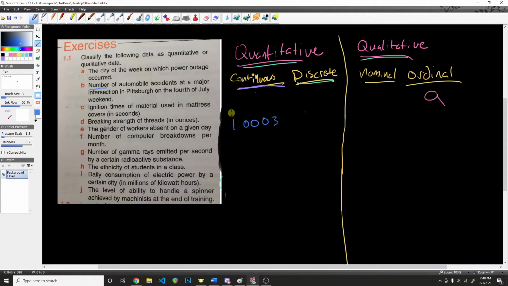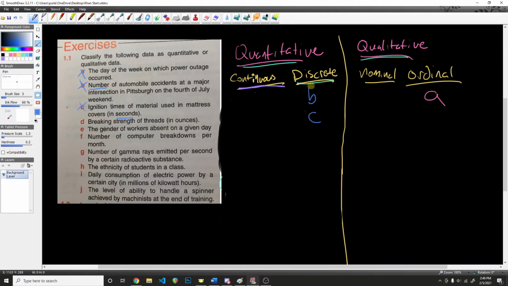You have one accident or two accidents or three accidents. So I would say that this is discrete. So we finished A, we finished B. C, the ignition times of material used in mattress covers. Because this is time, it is numeric. We're talking about 1 second, 2 seconds, or here it explicitly says seconds. And I would argue that it is discrete because we're not talking about milliseconds or nanoseconds or picoseconds. It says very clearly here that we're talking about in seconds. So I'm going to say that that is discrete.